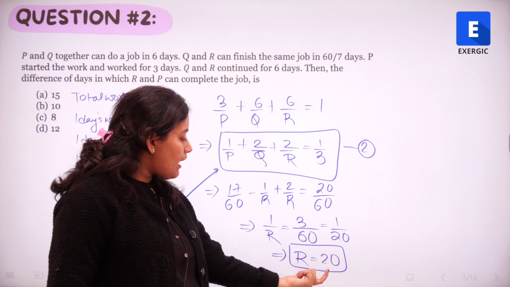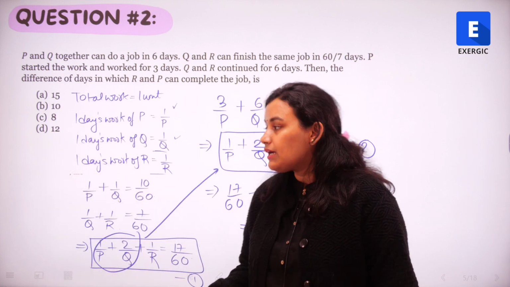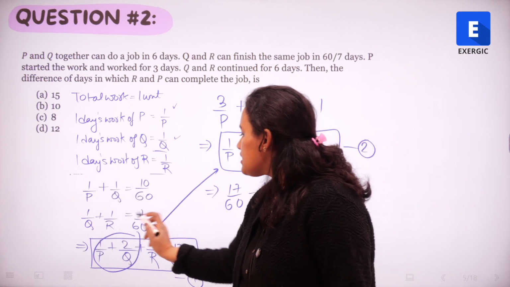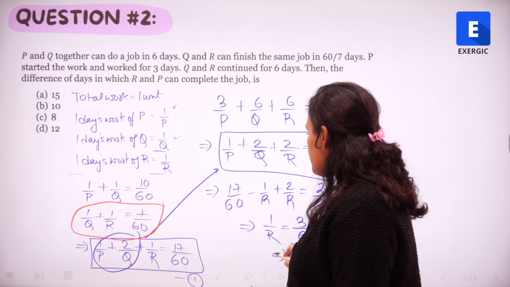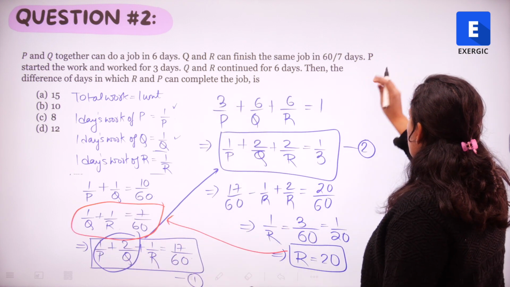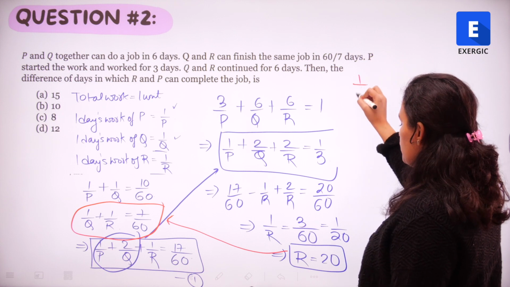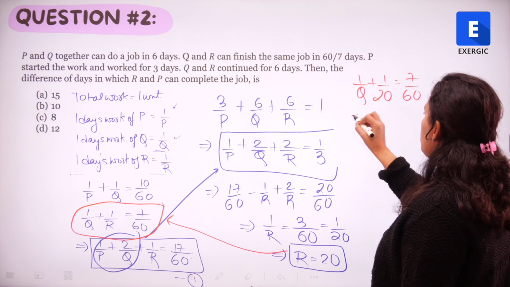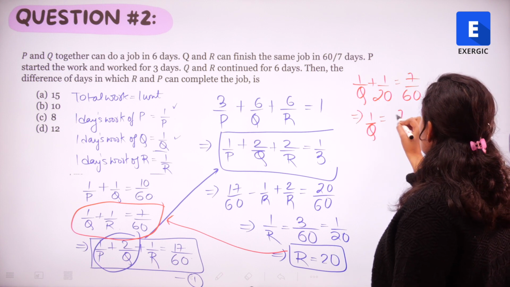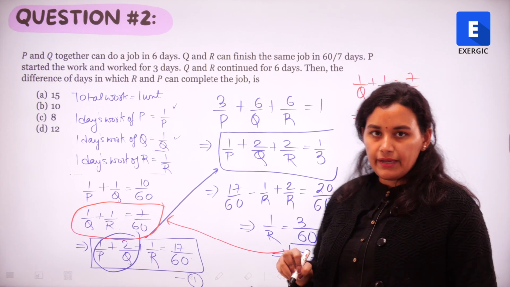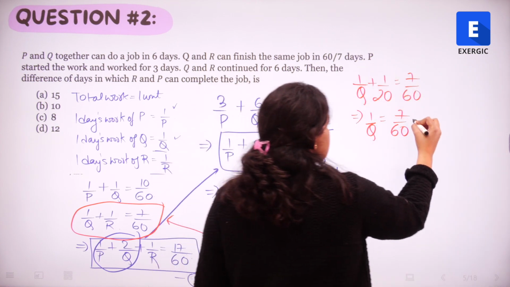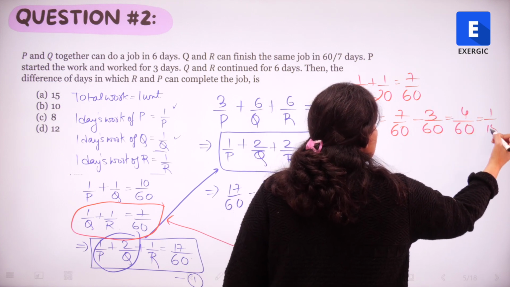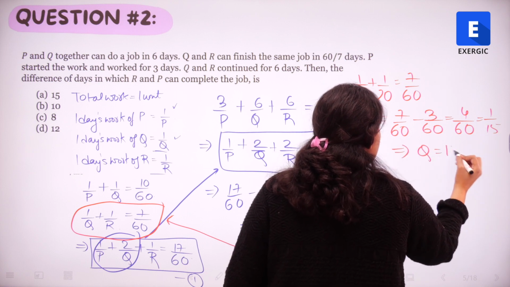Now once I know what R is, I can find out the value of Q. How? Because I have this relation that 1 by Q plus 1 by R is equal to 7 by 60. I can replace the value of R here. So let's see, we will be having 1 by Q plus 1 by 20 is equal to 7 by 60, right? So this is going to be 1 by Q is equal to 7 by 60 minus 1 by 20. 1 by 20 can be written as 3 by 60. So 7 minus 3 is 4 by 60, or 1 by 15. So Q is equal to 15.